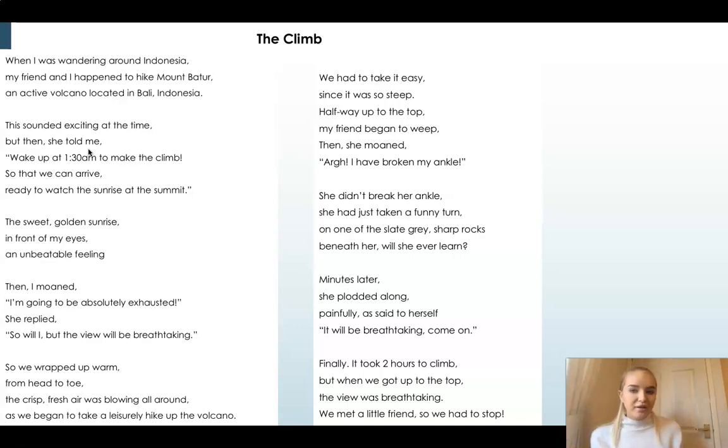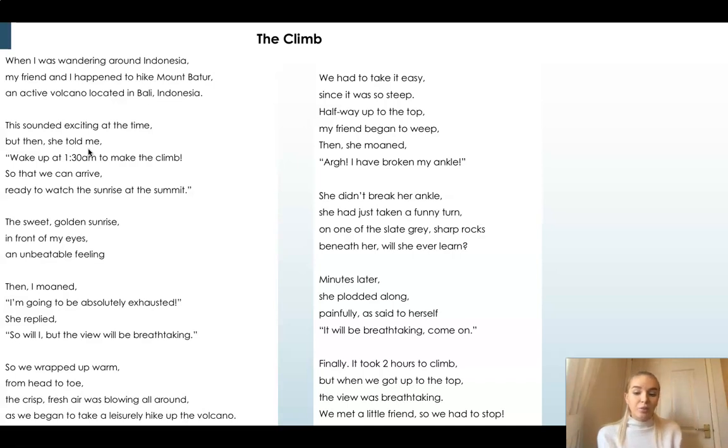When I was wandering around Indonesia, my friend and I happened to hike Mount Batur, an active volcano located in Bali, Indonesia. This sounded exciting at the time, but then she told me, wake up at 1:30 a.m. to make the climb, so that we can arrive ready to watch the sunrise at the summit. The sweet, golden sunrise in front of my eyes, an unbeatable feeling. Then I moaned, "I'm going to be absolutely exhausted." She replied, "So will I, but the view will be breathtaking."